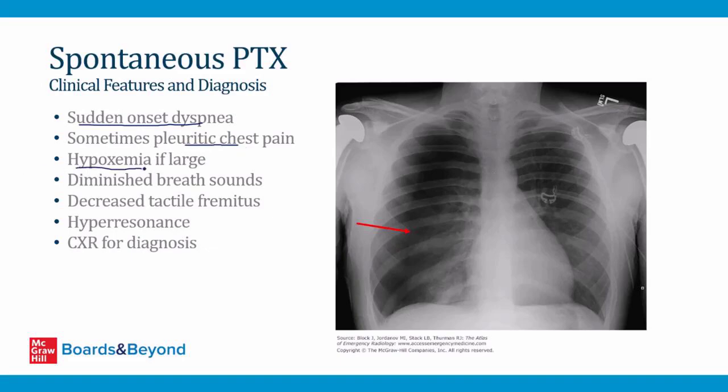this isn't always present. There are some classic findings on lung exam with the stethoscope you should know about for pneumothorax. I talk about these in detail in the video on lung sounds, but first of all, there will be diminished breath sounds on the side of the chest with the pneumothorax, and that's because the lung tissue is collapsed and there isn't air moving in and out of that side of the lungs. There can also be decreased tactile fremitus and hyperresonance to percussion, and these things I talk about in another video. And then the diagnosis is made by chest X-ray.